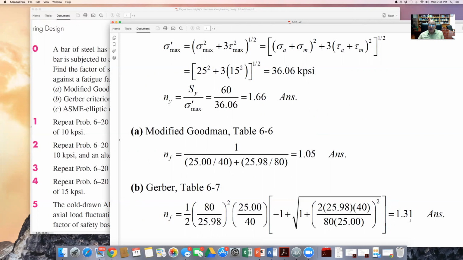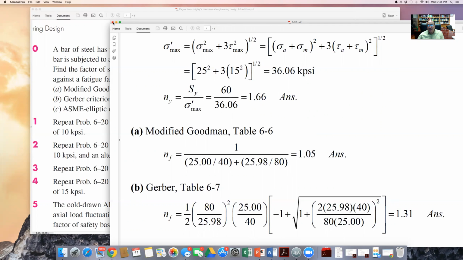which means that Gerber gives us a little bit more margin than the modified Goodman. As we know, the Gerber has a little curve, so it just gives you a little bit more margin than the modified Goodman, because a Goodman is kind of a straight line. So that's for problem 6.20.